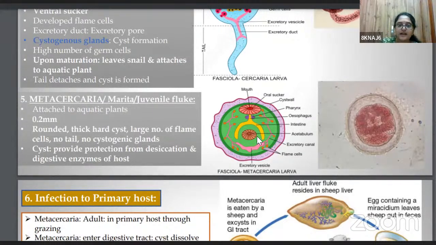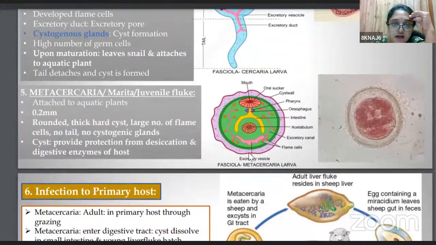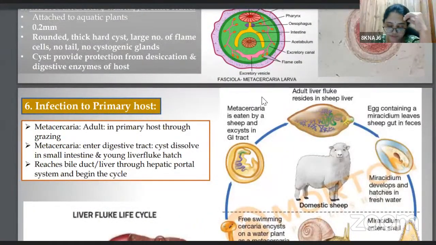In this form, it can live for many months in moist conditions. So it has a round body, a thick, hard cyst, and a large number of flame cells are present. There is no tail. Cystogenous glands are present. The excretory bladder opens out through a single pore. And the genital rudiments are present.